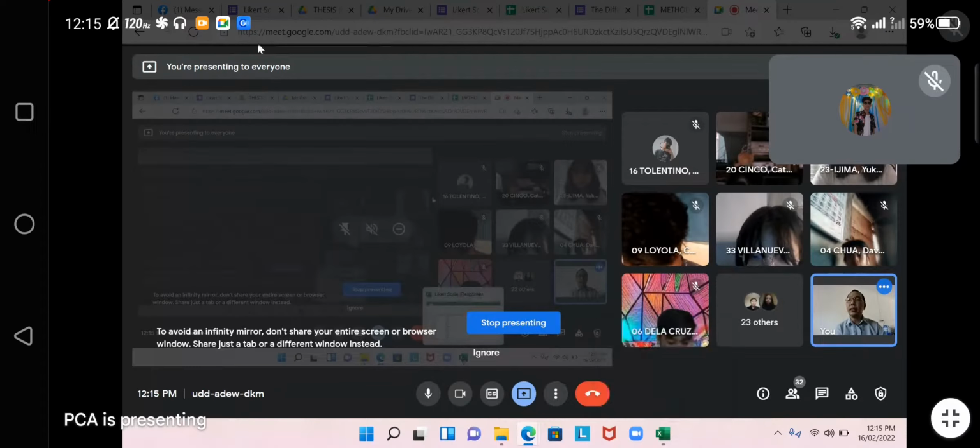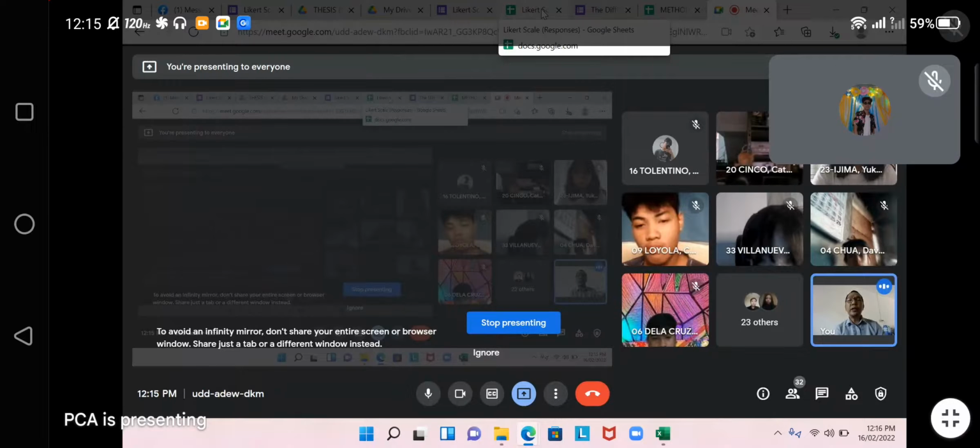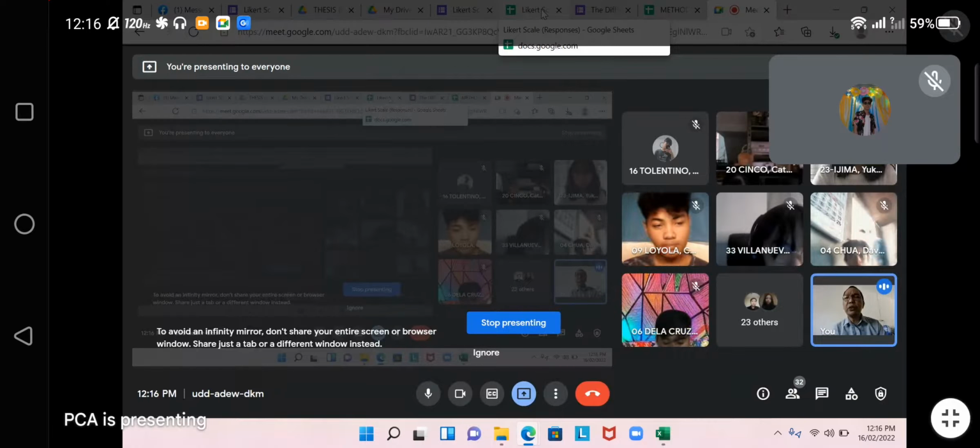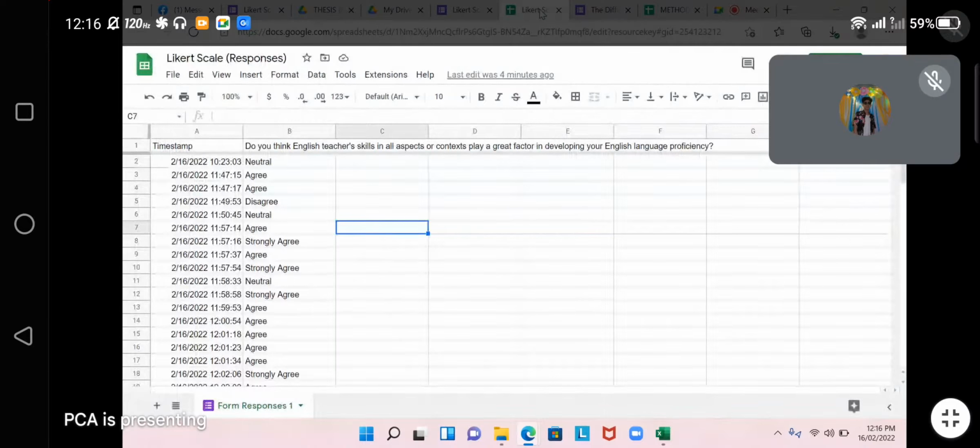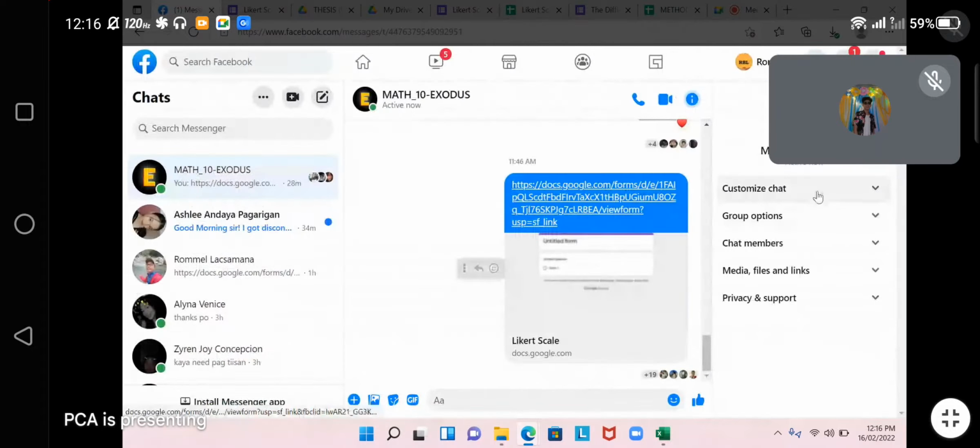Okay, makinig ng mabuti, no? Why are we using a Likert scale? Bakit? Paano natin siya i-analyze? How do we analyze it? Okay, let's go to this one.